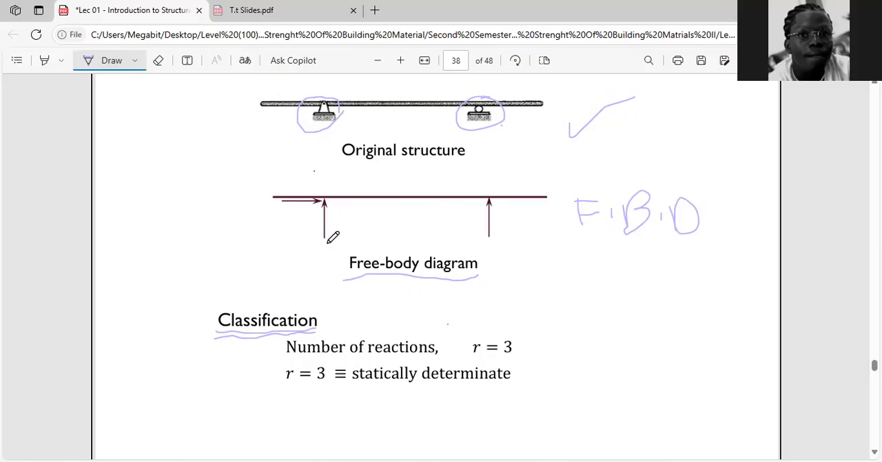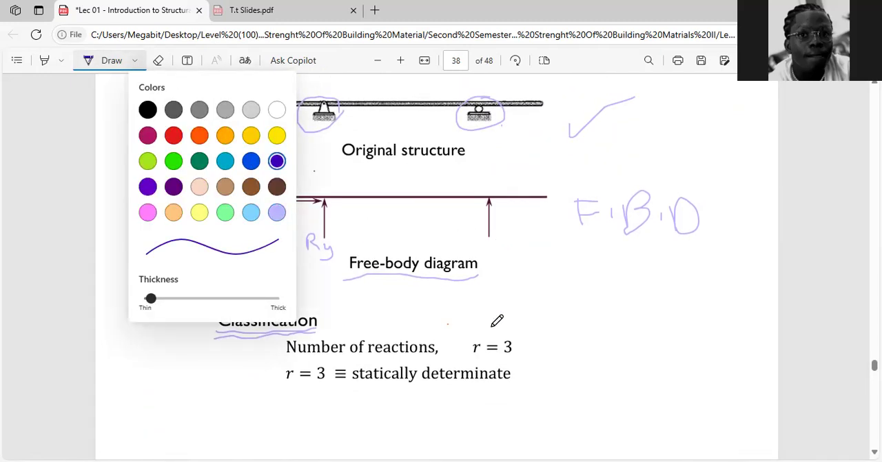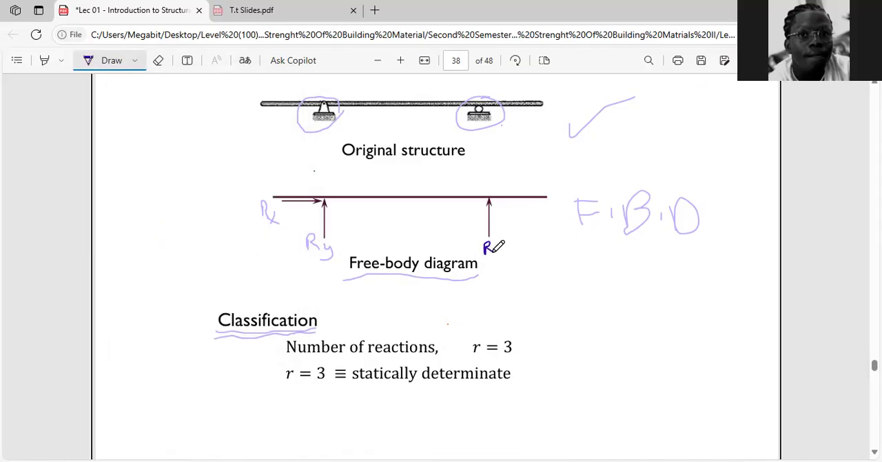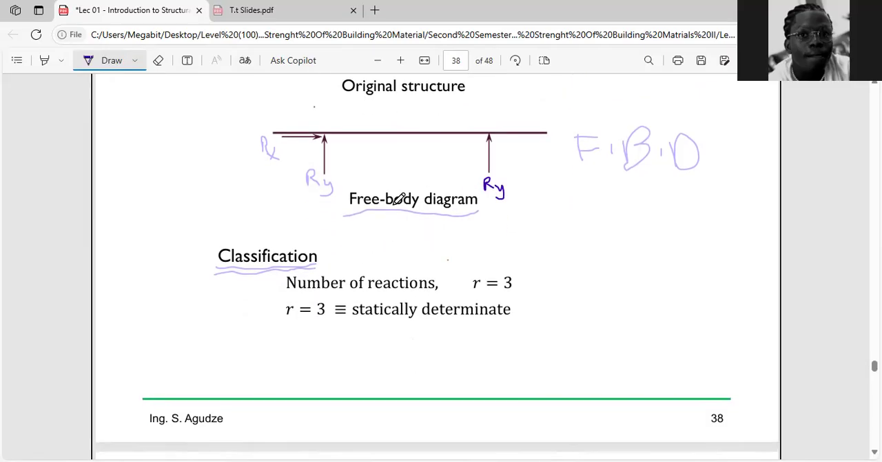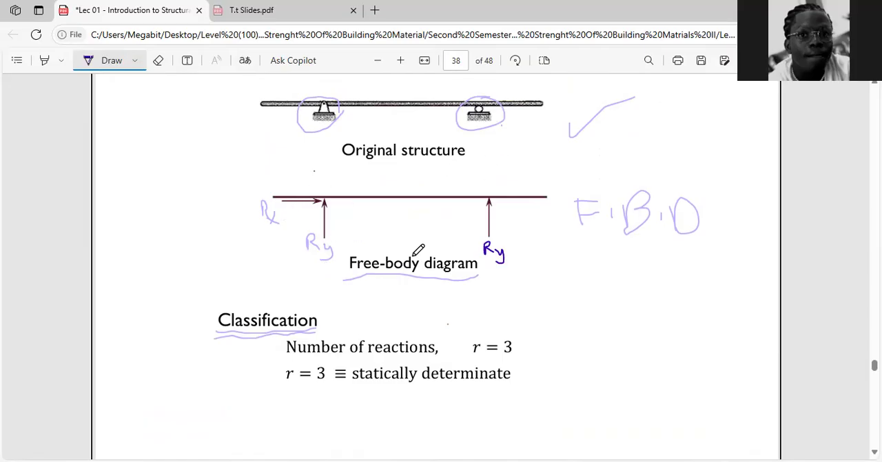Your first one is your horizontal reaction, Rx, and your second one is your vertical reaction, Ry. For the roller support, this is also Ry. You said the roller support has only one reaction, moving towards the north side. So if hinge support has two reactions and roller support has one reaction, if you add them, you get three. So we say number of reactions, R, is equal to what? Three.